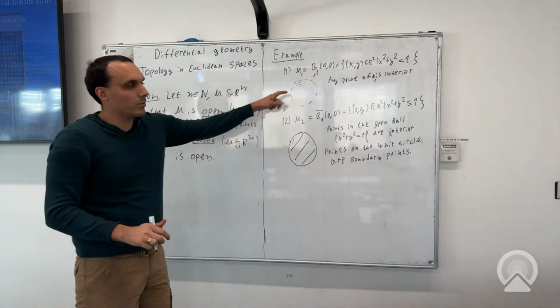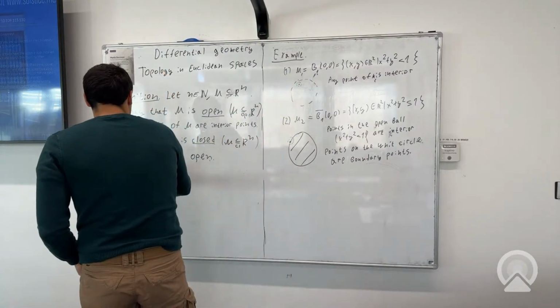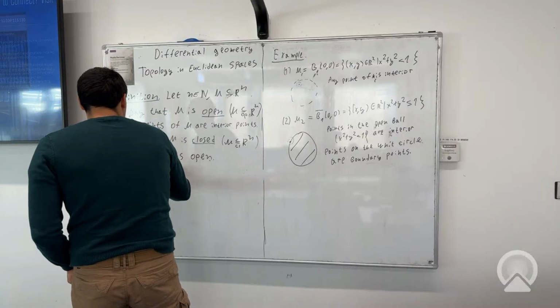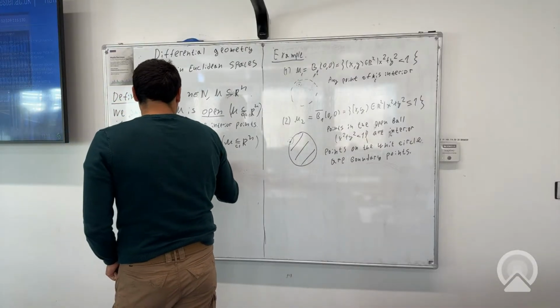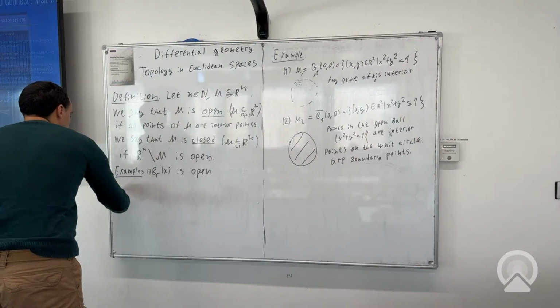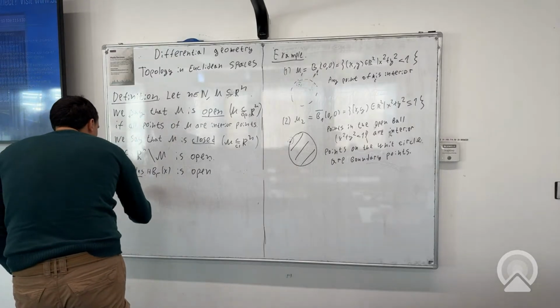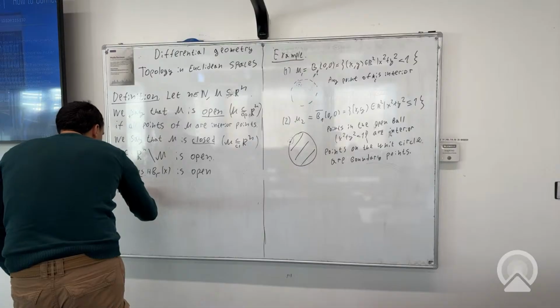So the unit ball is always open. All points are interior here. So B_r(x) is open. We saw that. Now the closed ball is closed, not a surprise. So the closed ball is closed always.